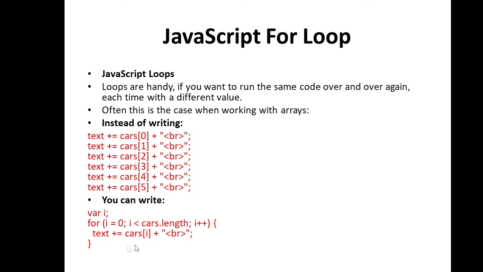So from 0, i will become 1. And then for the next loop, i will become 2. So just like in this case, then i will become 3, 4, and then 5. So this code is similar to this code, but you'll notice it is a lot shorter. So what if we have 50 of this? Still, the length of the code will be the same.